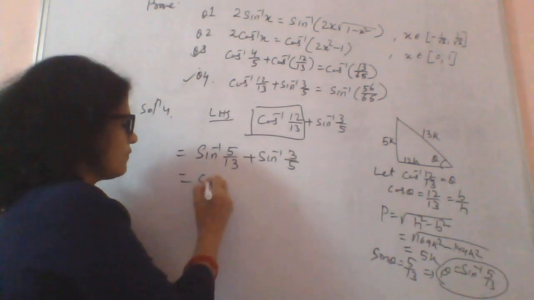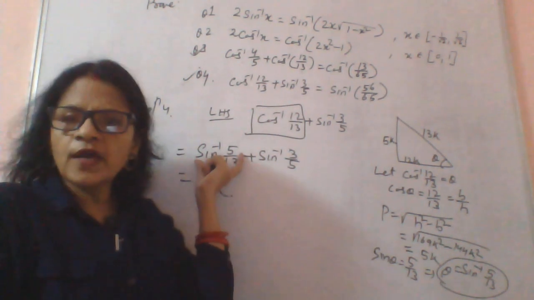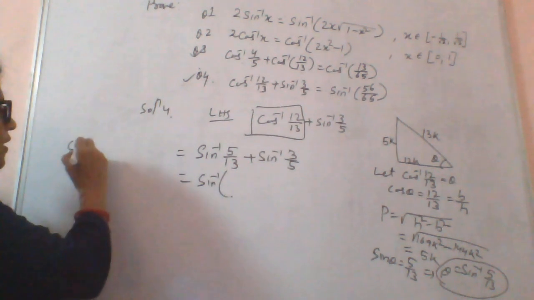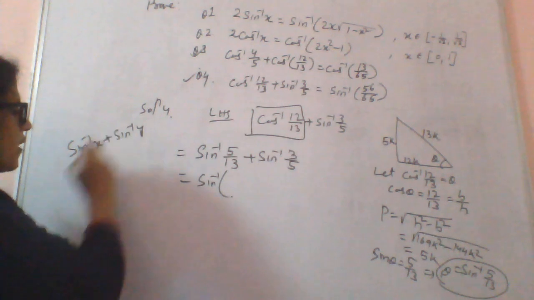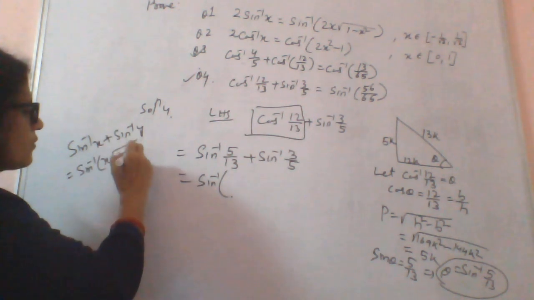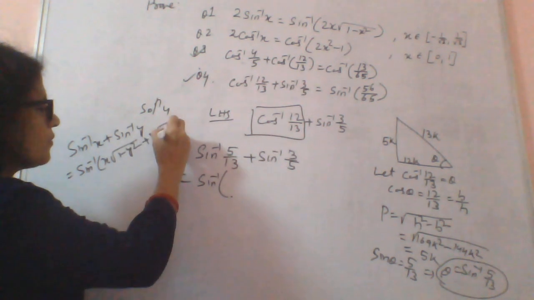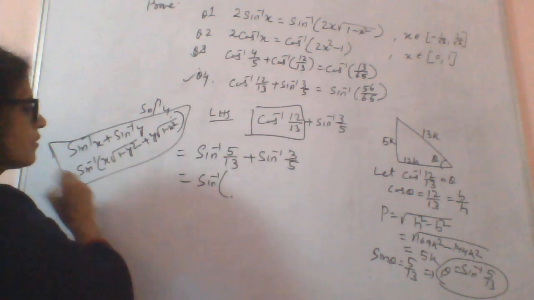So we have sine inverse. So it is in the form of sine inverse x plus sine inverse y. So we have sine inverse x plus sine inverse y equal to sine inverse of x into under root 1 minus y square plus y into under root 1 minus x square. This is the formula we need to use.